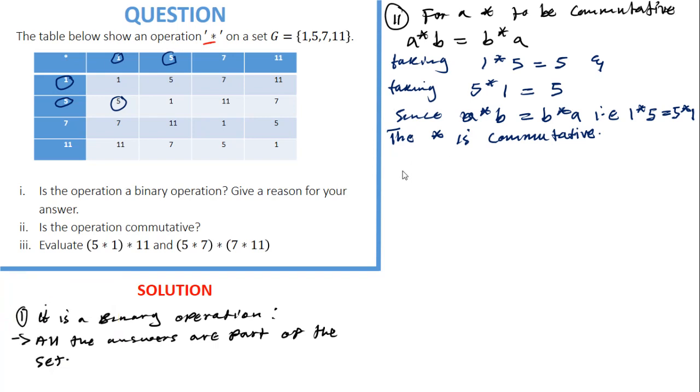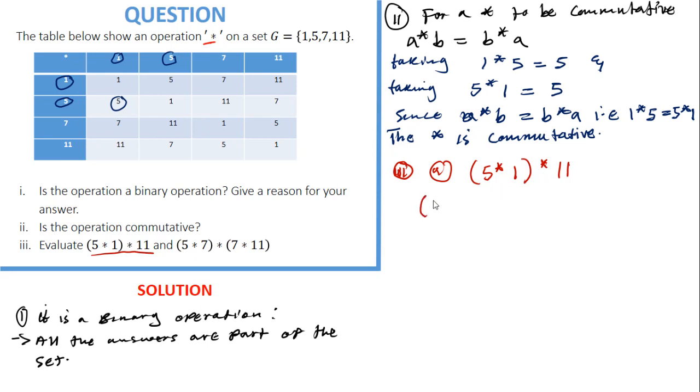So the next one is number 3. Number 3 has two parts. So we'll look at what we have been given, which is this one. We need to find (5 star 1) star 11. Okay, this is what we have. So what we are going to do is start with 5 star 1, because it's the one which is in the bracket.